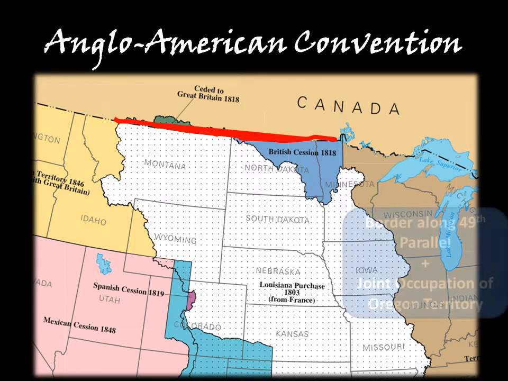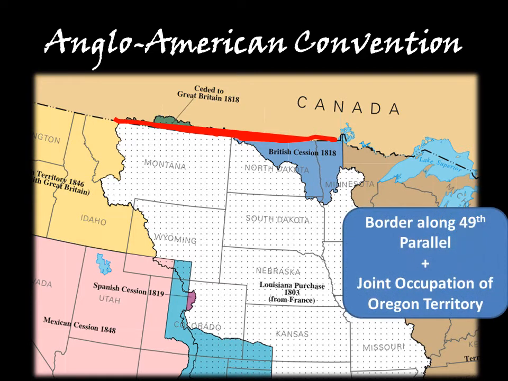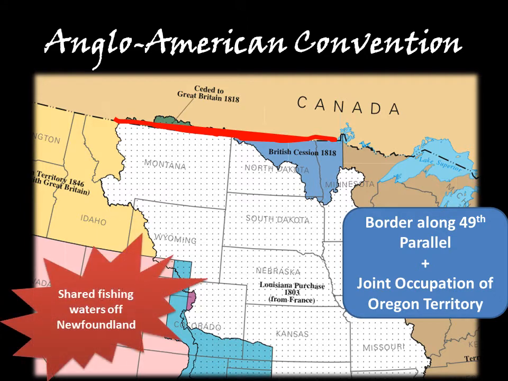This treaty provided for joint occupation of the Oregon Country, something both the U.S. and Great Britain agreed to share for the time being, without either nation really surrendering its claim to Oregon. One last provision of the Anglo-American Convention was that it allowed Americans to fish off of Newfoundland, Canada.